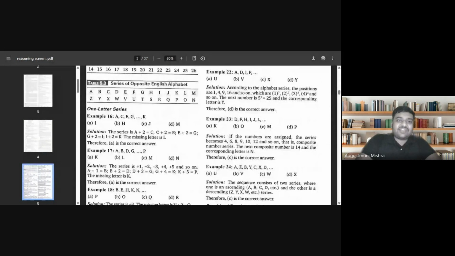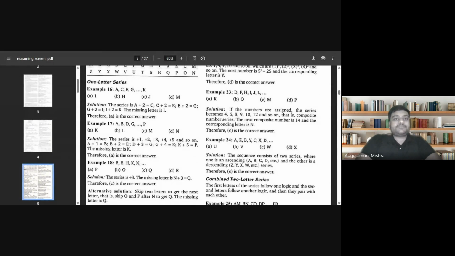So I will start with the alphabets right now, with example 16: A, C, E, G, blank, K. How are you going to solve it? That is very easy. After A, they missed one letter, then moved to C. After C, they again missed one, D, and then E. Then again they missed one, then G. Now we will move to the table.